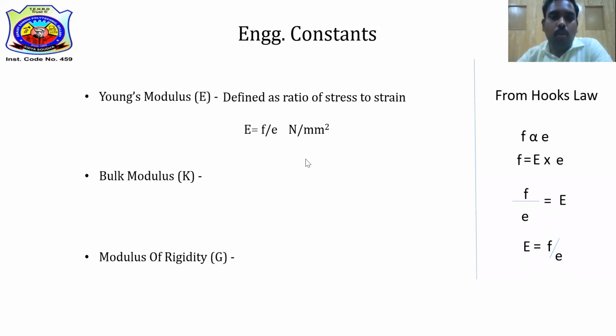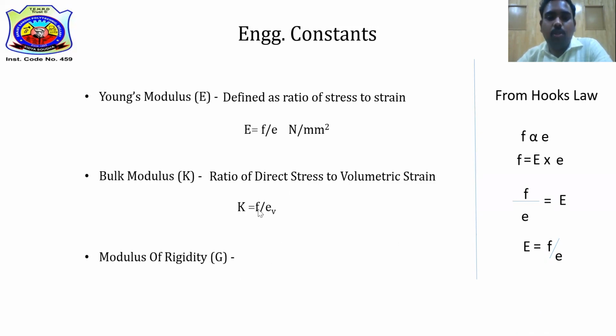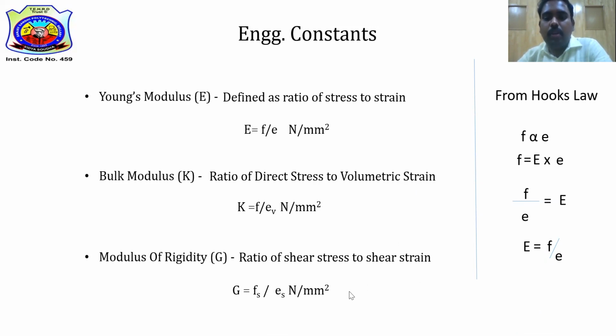Okay, now let's move on to the bulk modulus. It is defined as the ratio of direct stress to volumetric strain, where K equals F by eV, where F is direct stress and eV is volumetric strain. Next, modulus of rigidity, the ratio of shear stress to shear strain. So G is modulus of rigidity, Fs is shear stress, and es is shear strain, where Newton per mm square is the SI unit for engineering constants, that is Young's modulus, bulk modulus, and modulus of rigidity. This is the concept of engineering constants.